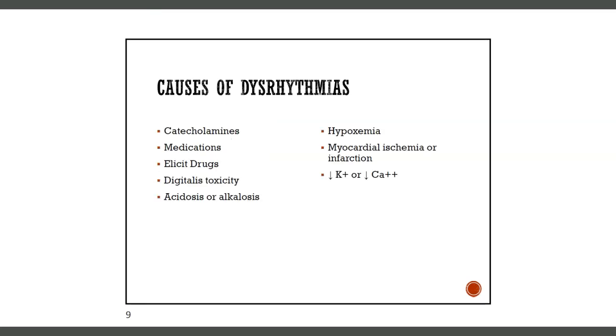More specific causes of dysrhythmia: catecholamines, medications, use of illicit drugs, digitalis toxicity or digoxin toxicity, acidosis or alkalosis. Regardless, any pH abnormality can lead to dysrhythmias. Hypoxemia can cause dysrhythmias, myocardial ischemia or myocardial infarction, and electrolyte imbalances such as hypokalemia, hypocalcemia, and one thing that I didn't include here is hypomagnesemia, which can also lead to dysrhythmias. And in addition to hypokalemia, hyperkalemia can also lead to cardiac dysrhythmias.